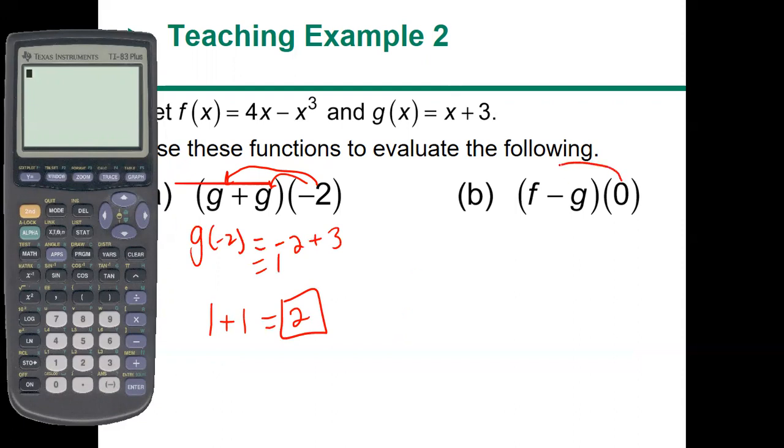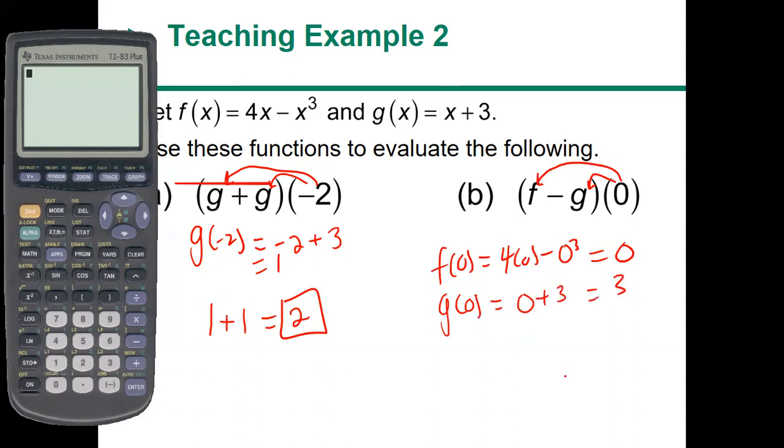All right, same thing here. I'm going to plug 0 into F and 0 into G, but this time, instead of adding my results, what am I doing? Subtracting. So F of 0 equals 0. Agreed? Because it's going to be 4 times 0 minus 0 to the third, which is 0. Now I'm going to do G of 0, which is going to be 0 plus 3, which is 3. So now what am I doing with these two results? So I have F minus G, which equals 0 minus 3, which is -3.